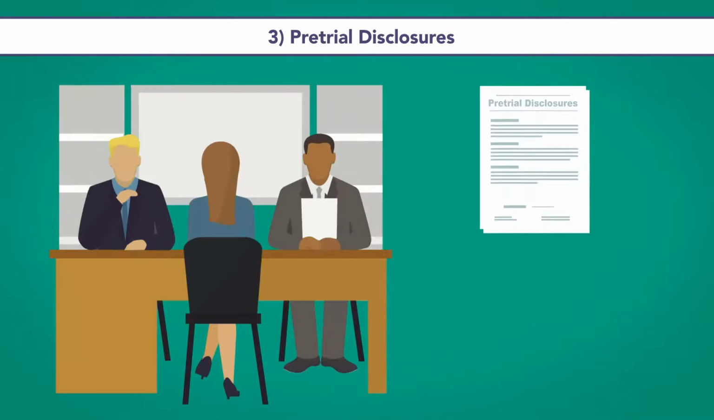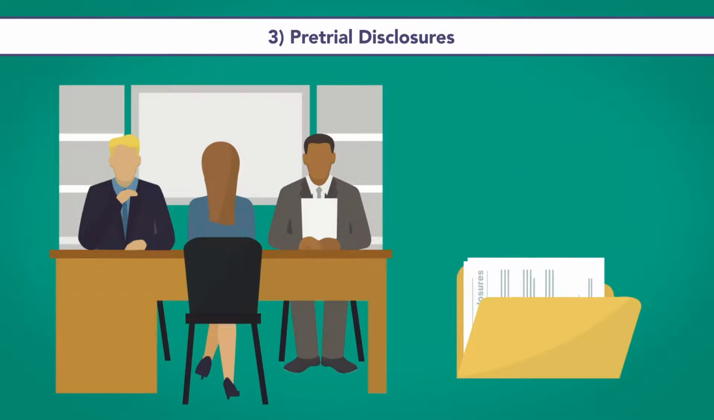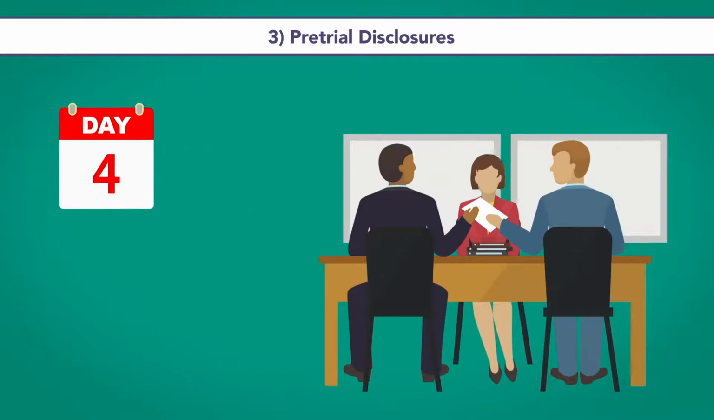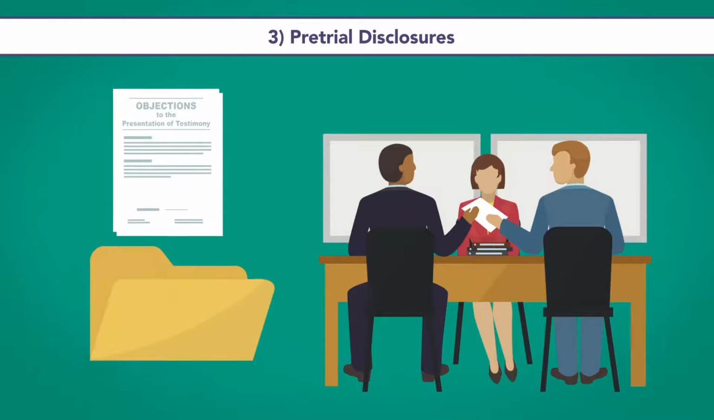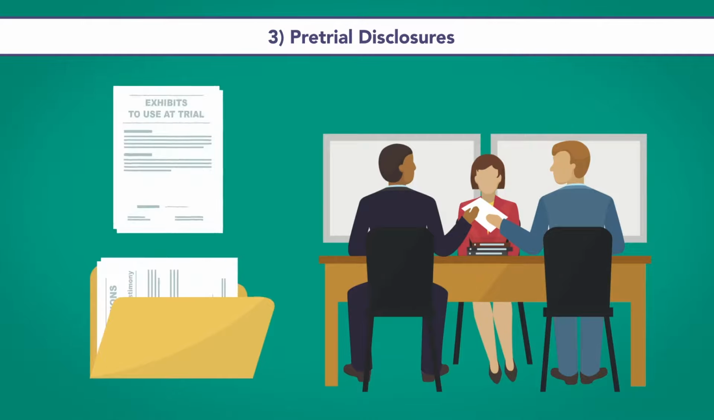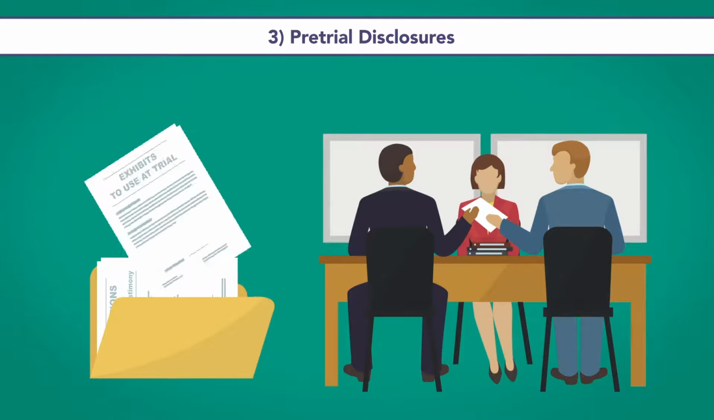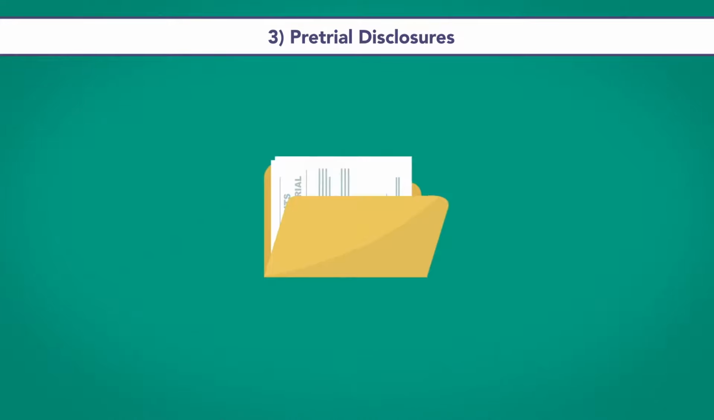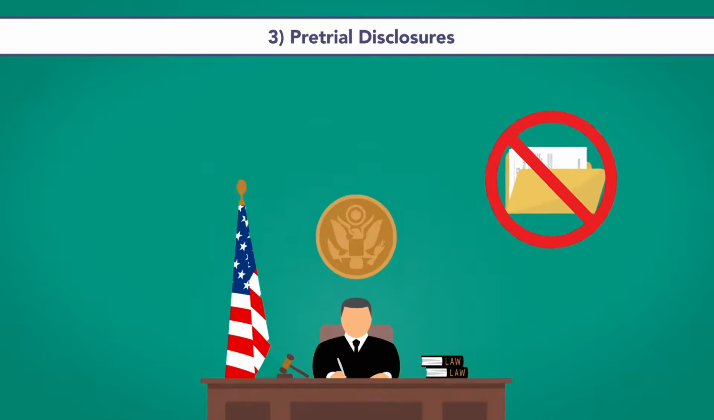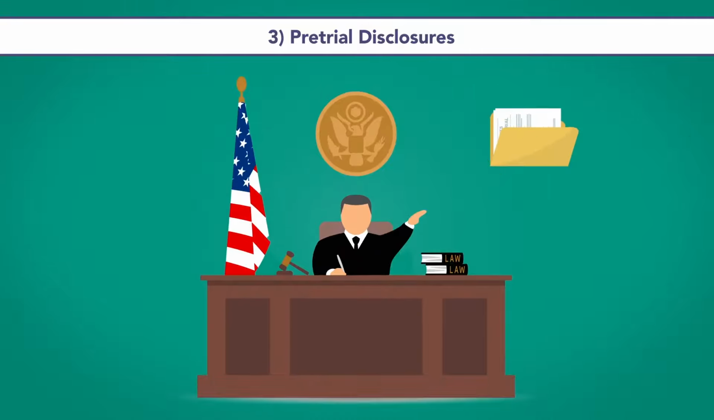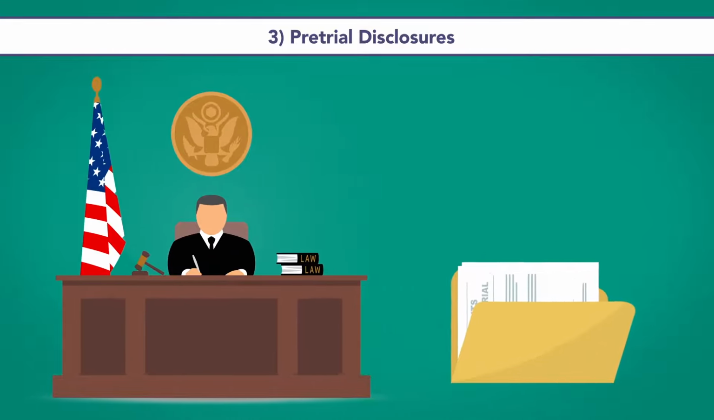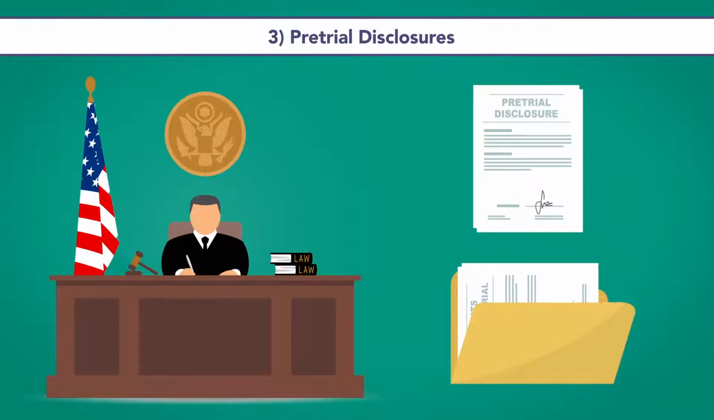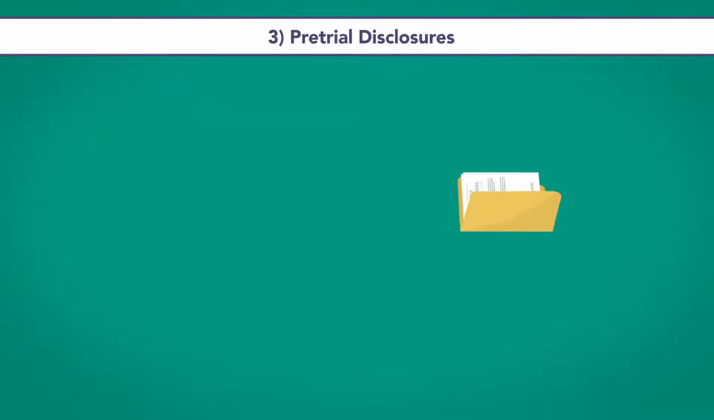After the parties have filed pretrial disclosures, the opposing party has 14 days to file objections to the presentation of testimony or exhibits that the opposition intends to use at trial. If these objections are not made, they are waived unless failure to object is excused by the court for good cause. Pretrial disclosures must be made in writing, signed, and served upon the other parties to the litigation.